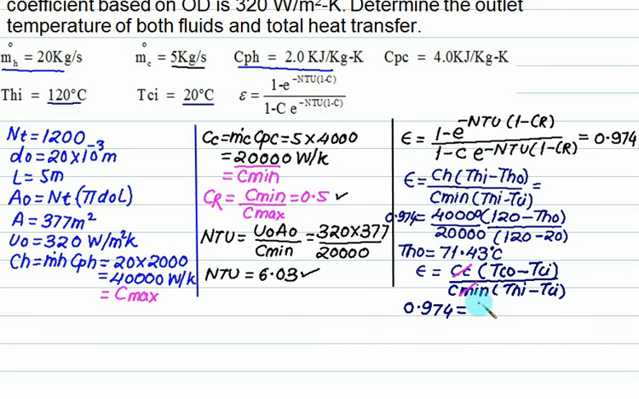Tco we want to find out. Tci equals 20, Thi equals 120 and Tci equals 20. So Tco should come out to be 116.